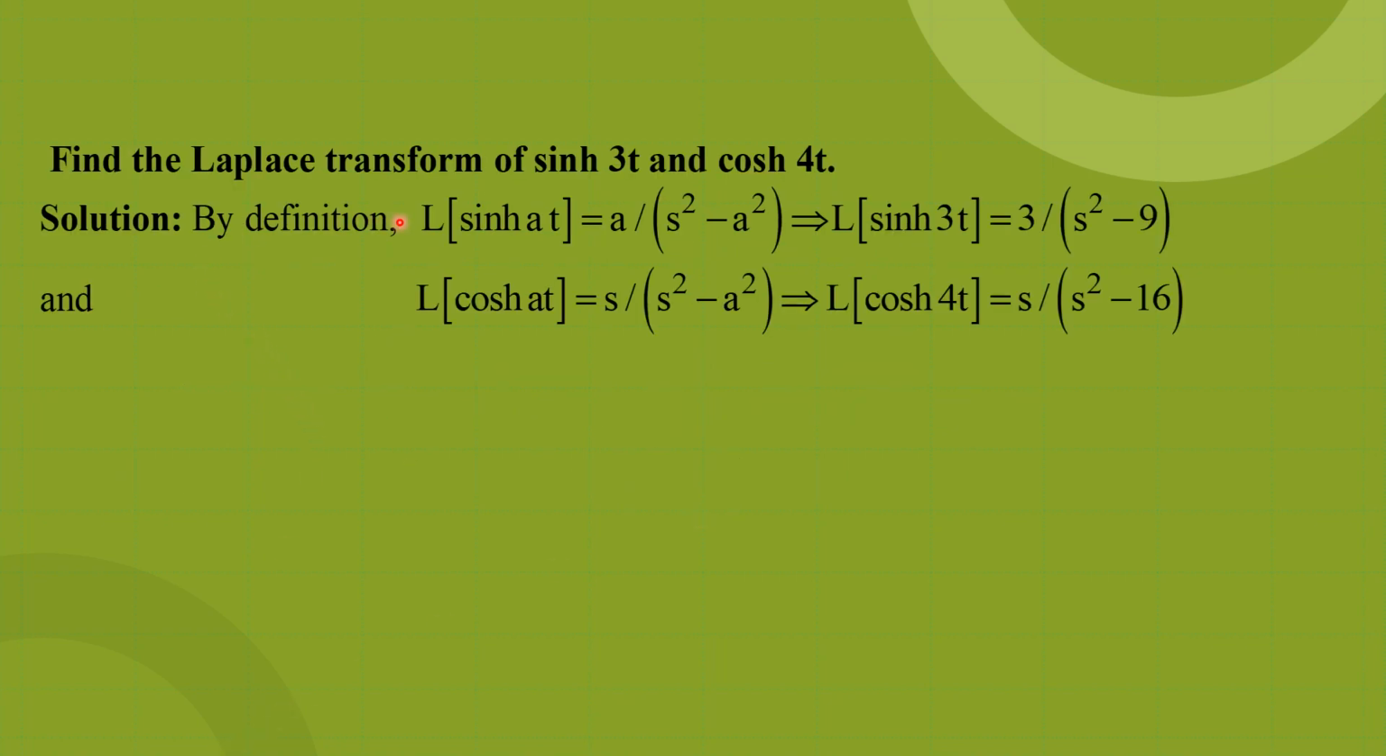Now find the Laplace of sine hyperbolic 3t and cosine hyperbolic 4t. So Laplace of sine hyperbolic at is equal to a over s square minus a square. By using this formula, Laplace of sine hyperbolic 3t is equal to 3 over s square minus 9. Laplace of cosine hyperbolic at is s over s square minus a square. By using this formula, the Laplace of cosine hyperbolic 4t is s over s square minus 16.